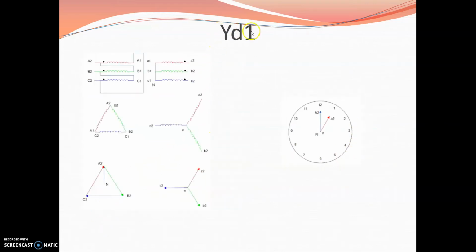Third case is Yd1. That means the primary is connected in star, the secondary is connected in delta and the clock is showing 1 o'clock. That means capital notation for the primary, small notation for the secondary. So A2, B2, C2, a2, b2, c2, that is star for the primary. The phase difference between the capital A2 and small a2 is 30 degrees. That means the clock is showing 1 o'clock. This is how you draw the diagram for star delta 1. That means the primary is connected in star, the secondary is connected in delta and the notation is 1.